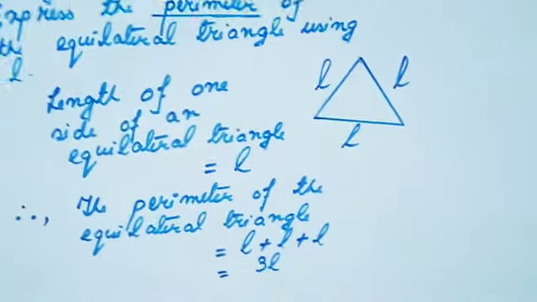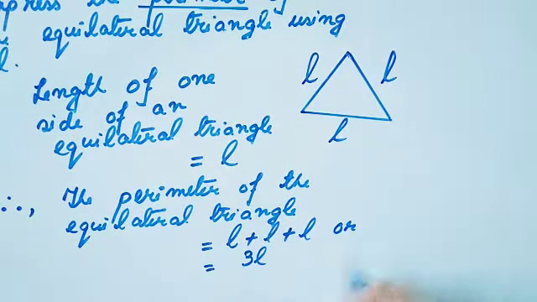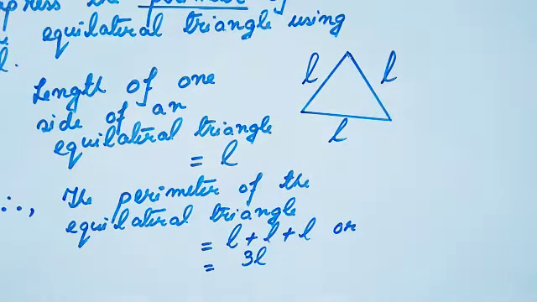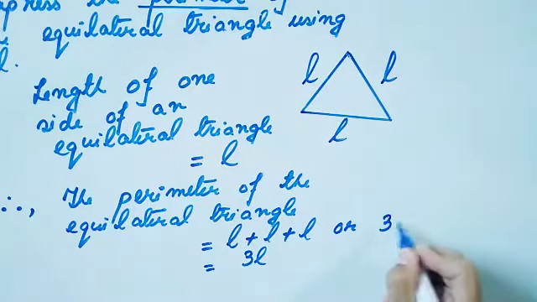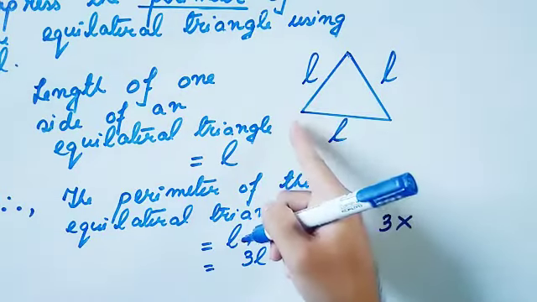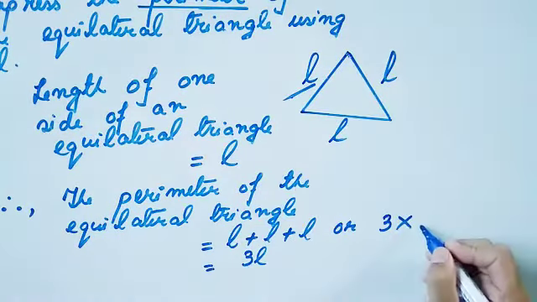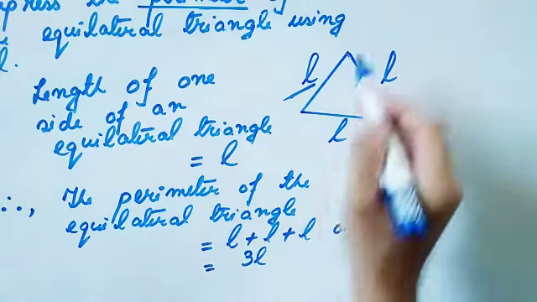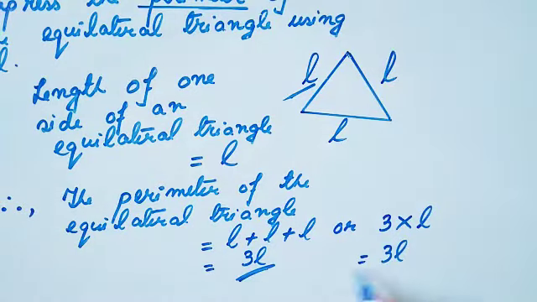Or you can solve it by doing multiplication, right? That is, how many sides are there in this equilateral triangle? 3 sides. So 3 times, and the length of one side is given by L, right? So 3 times L, that is 3L. Understood? So you can solve in any method. So our answer, that is the perimeter of this equilateral triangle, will be 3L. Understood? Let's solve the next question.